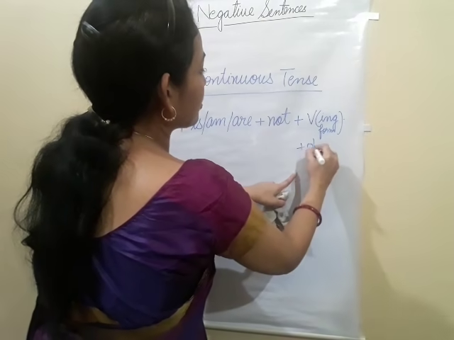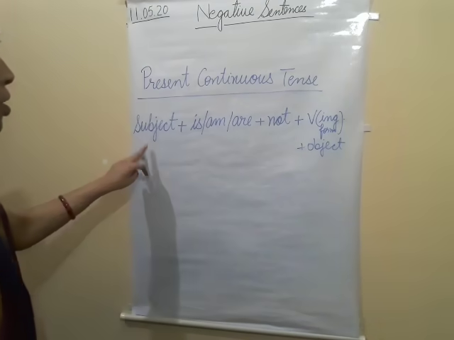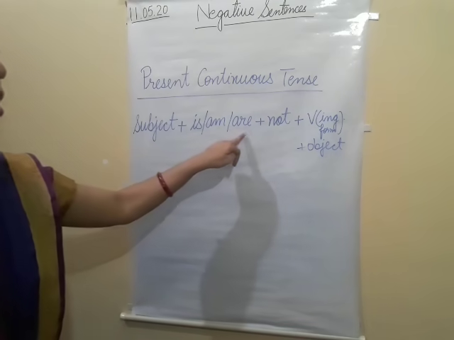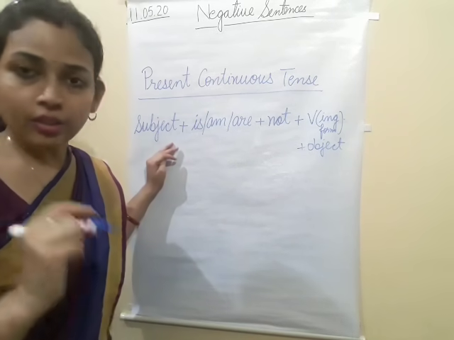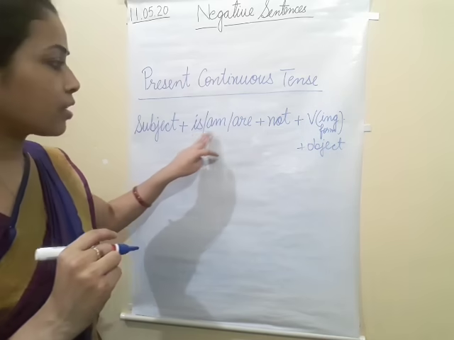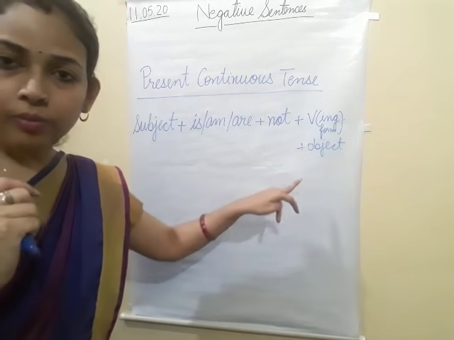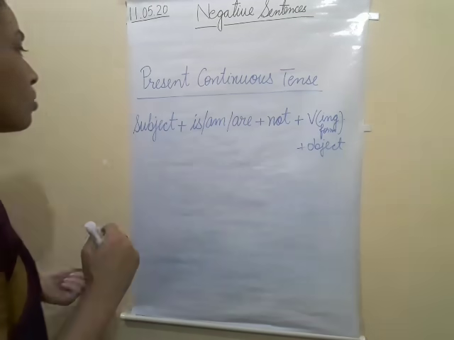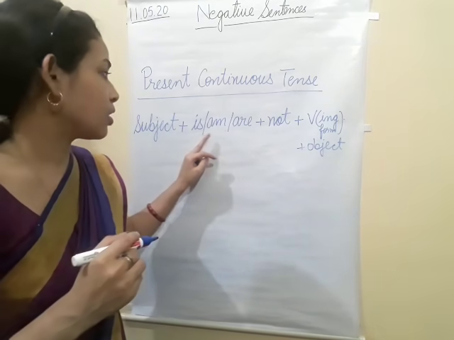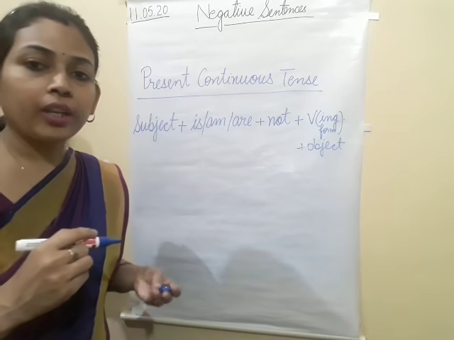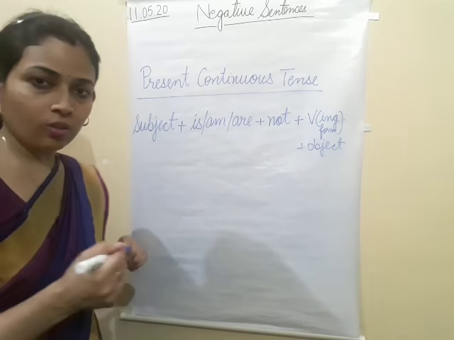And then object. Okay. So the structure will be subject, is, am, are. I am telling you how we make a negative sentence in present continuous tense. Subject, is, am, are according to the person, and then not, verb ing form, and then object. Okay. So here you already know with I we use am, with he, she, it we use is. We, you, they, plural names, are. Okay, that is already known.